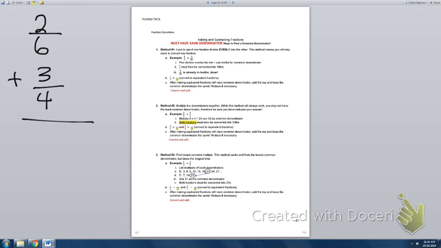Again, I like to write them vertically. So let's take a look at that. And we have the denominators of 6 and 4. So they are different, and that means we can't add yet until we find a common denominator.